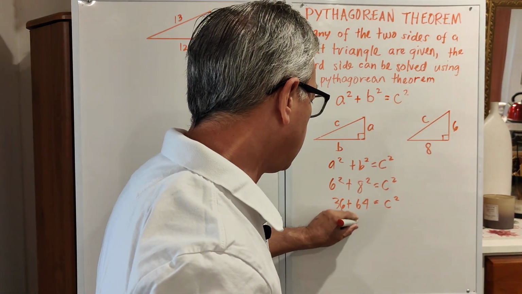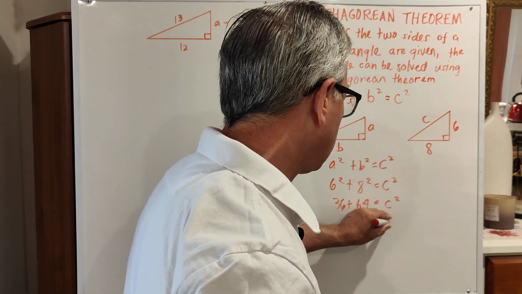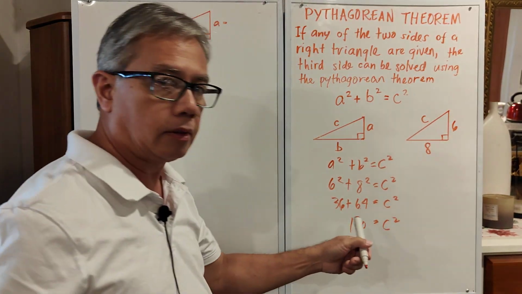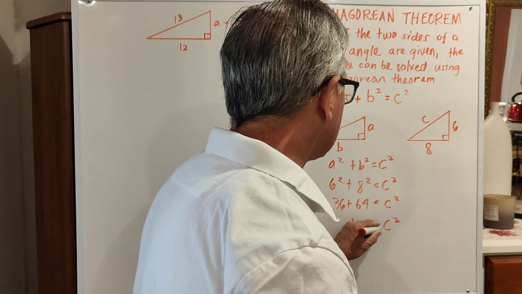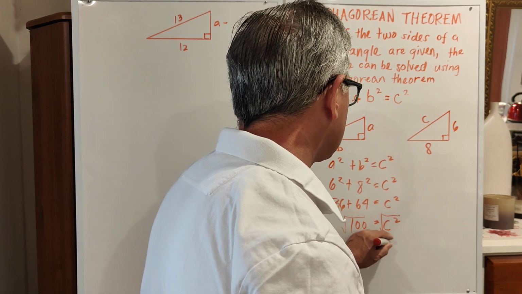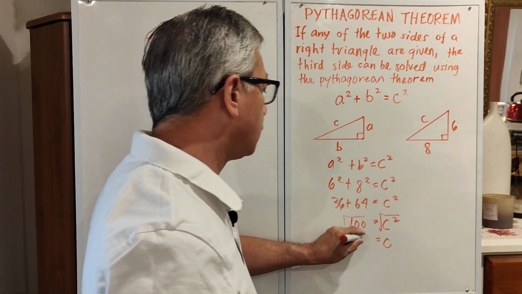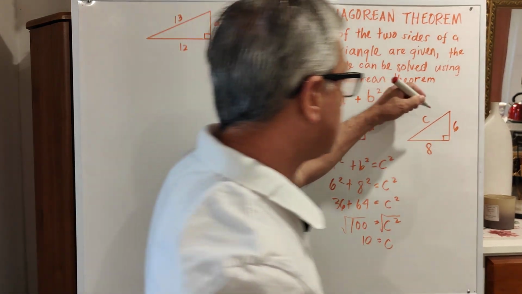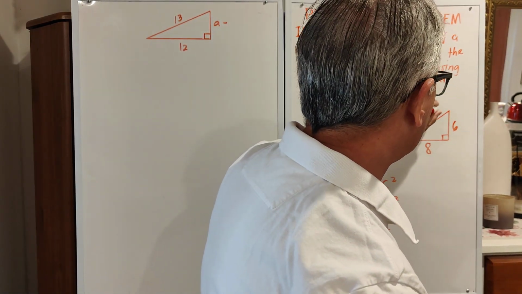36 plus 64 is 100, is equal to c squared. To get c, we need to get the square root of both sides. So the square root of c squared is c, and the square root of 100 is 10. So c is equal to 10.